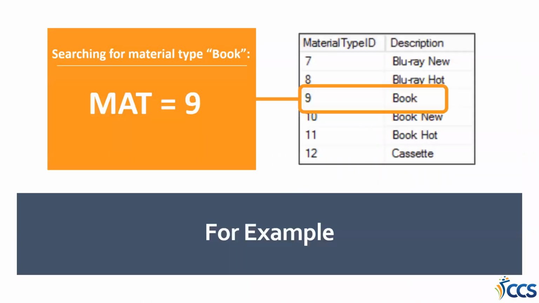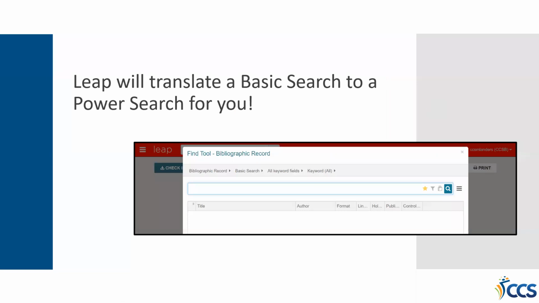So this means if I'm searching for items with a material type of book in a basic search, I will just select that checkbox next to the term book. But in a Power Search, I'll see the query, the access point, MAT, material, equals 9, which is the Polaris ID for book in my database. Again, that's a lot to take in.